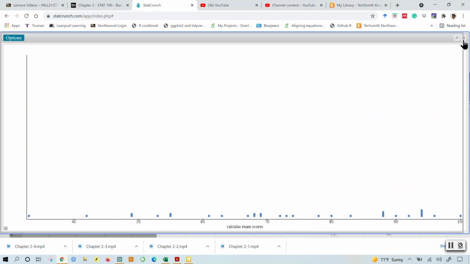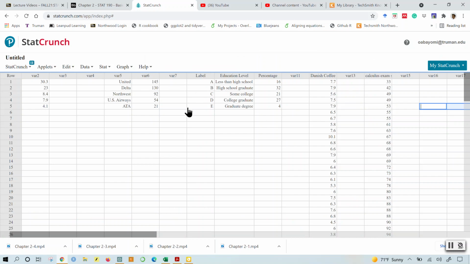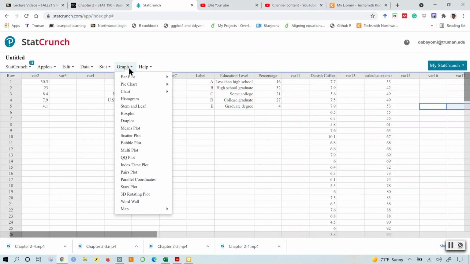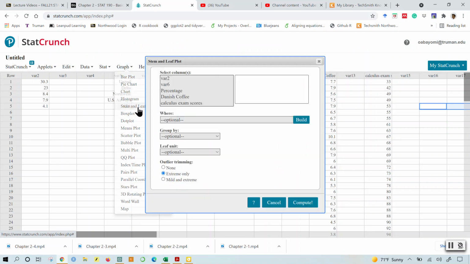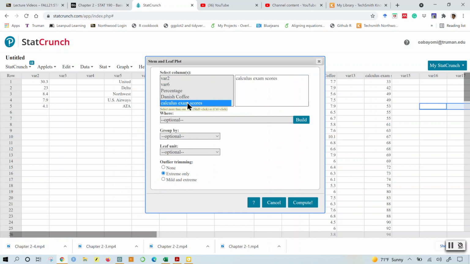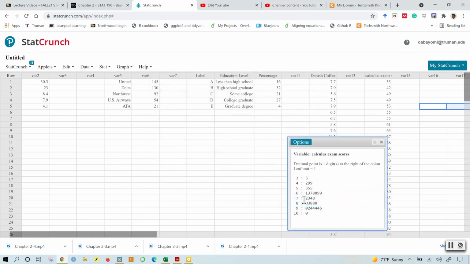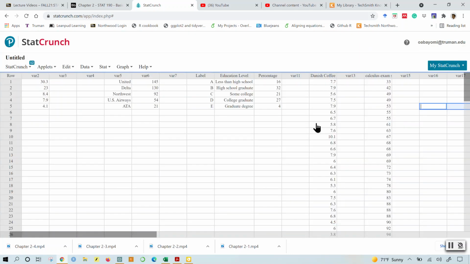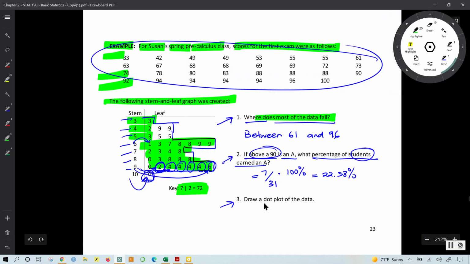Then, after drawing the dot plot, if I'm required to also build the stem and leaf graph, which we just illustrated here, we can also do the same. Go to graph and go to stem and leaf graph. Indicate what variable you're working on, calculus exam scores from the title, and then click on compute. And here we go. We have the stem, and this is the leaf. So that brings us to the end of that part, and we're done with that question.